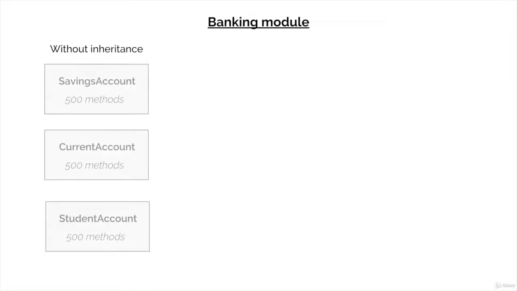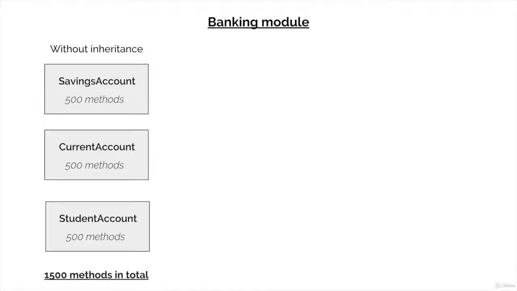Without inheritance, you will have different kinds of accounts in the bank: savings account, current account, and student account. To have the functionality of a savings account in your module, you need 500 methods, and similarly for the current account and similarly for the student account. So in total you have to write 1500 methods, and this makes the code really lengthy.